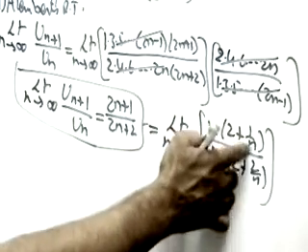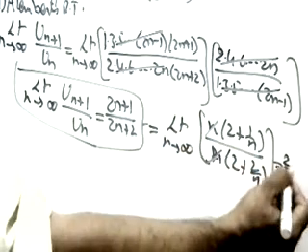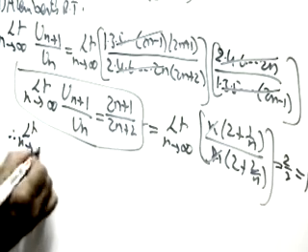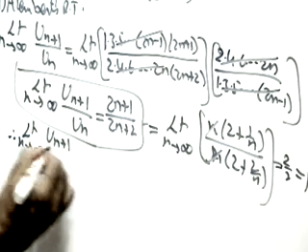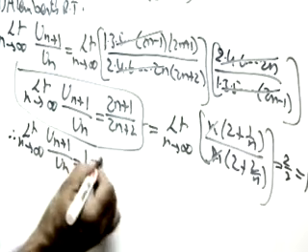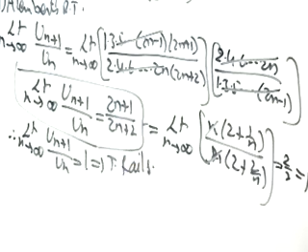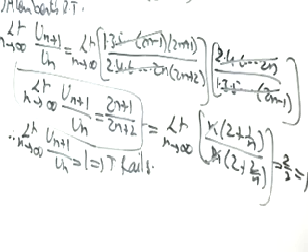Now this n will get cancelled. If we substitute infinity, 1 by infinity is 0, 2 by infinity is 0, so we get 2 by 2, which is nothing but 1. Therefore limit n tends to infinity, u(n+1)/u(n) equals 1. Just now we've seen the test fails. Now if the test fails, we have to change the method.